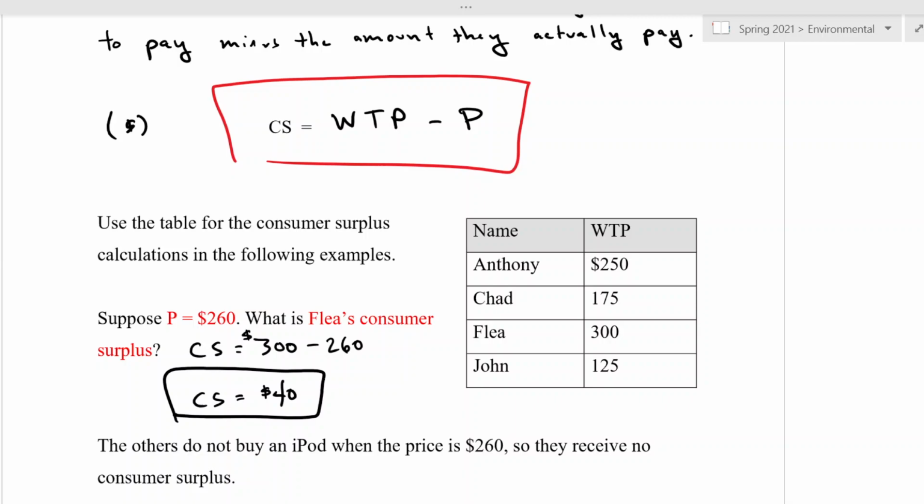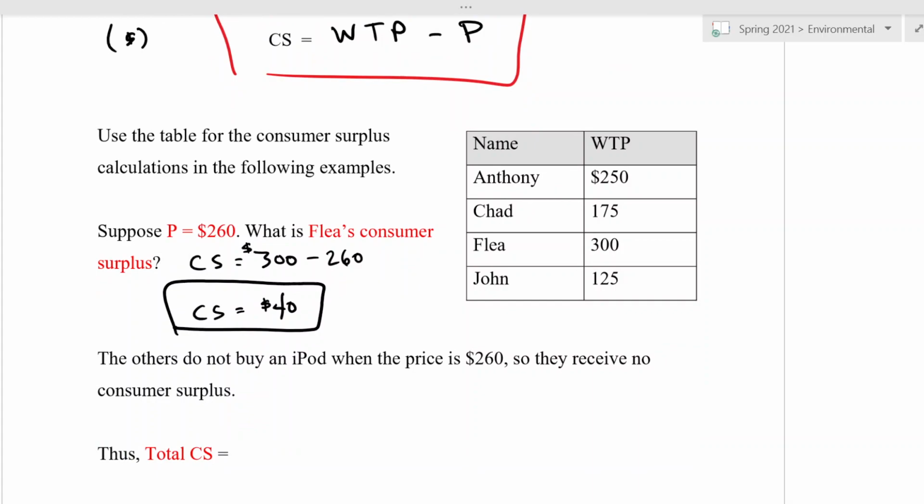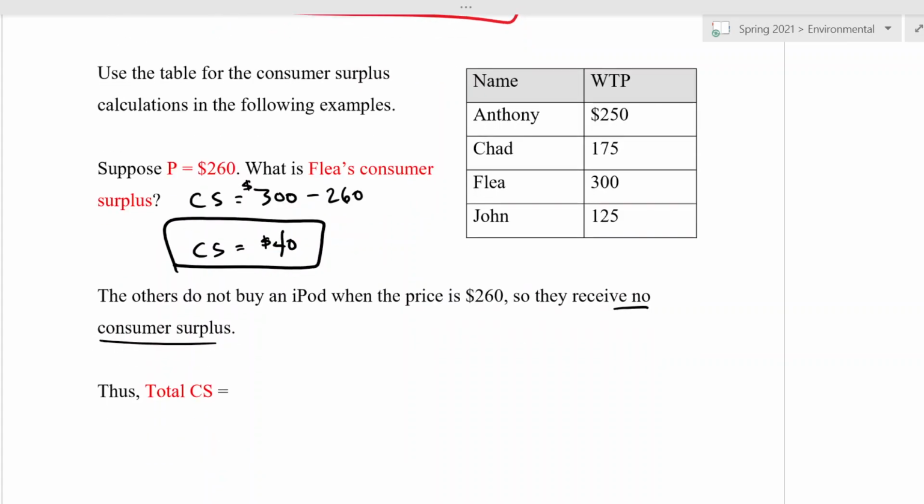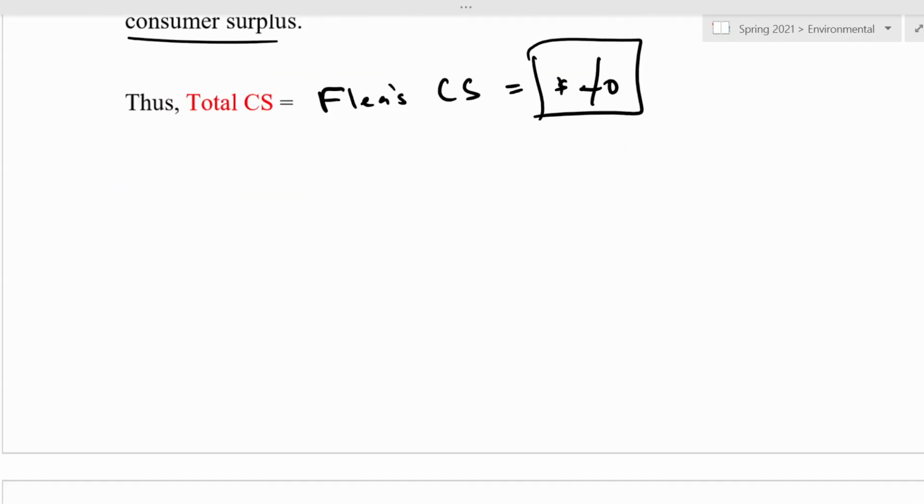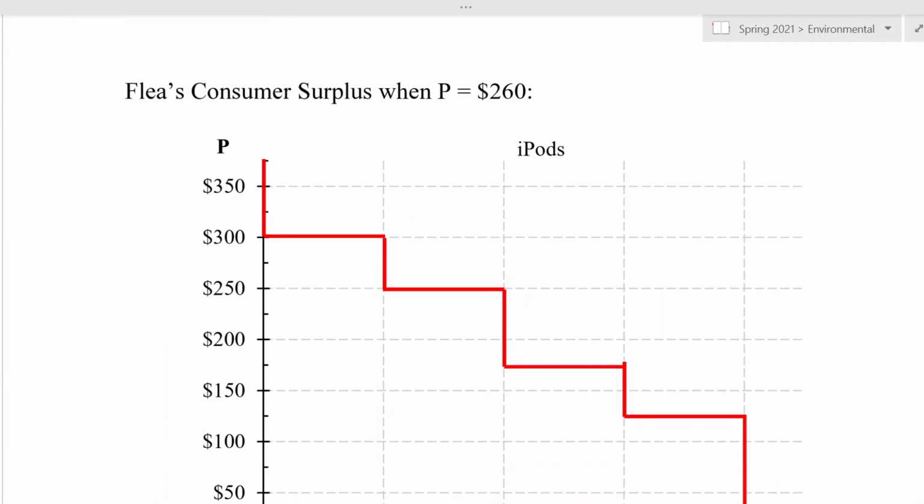We could think about what's everybody else's consumer surplus. Well, if the price is $260, Flea is the only one who's going to buy it. It's too expensive for Anthony, and it's too expensive for Chad and John. So because they're not buying it, they receive no consumer surplus. So the total consumer surplus is just, in this case, Flea's consumer surplus, which is $40. Let's take a different example where more people are going to get involved here.